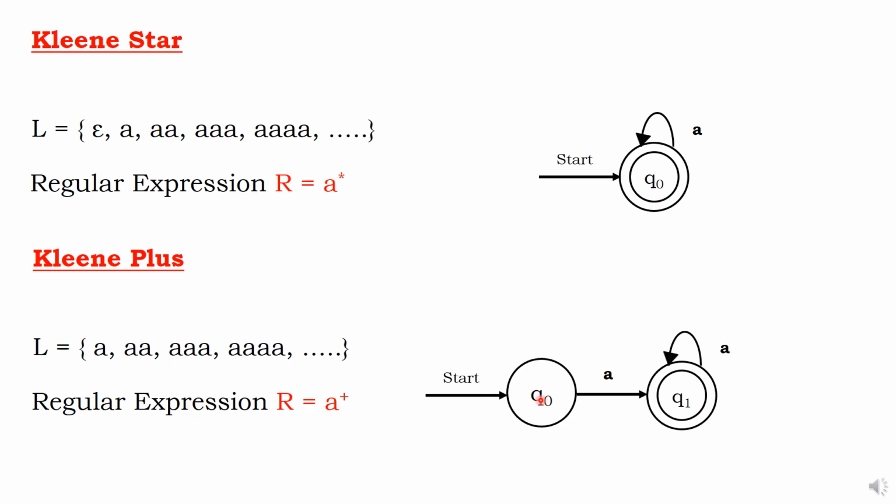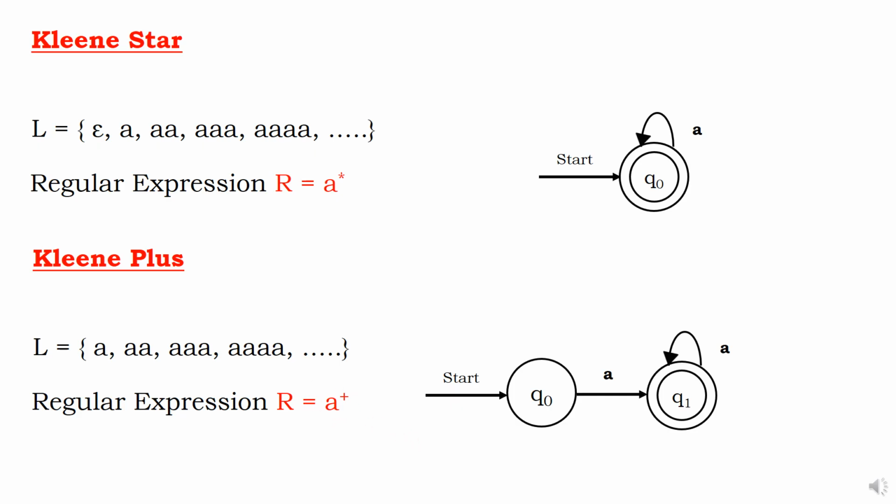See, this is the initial state. Without any input, you cannot reach a final state. At least 1A is required, called minimum 1A. This is the first A, and then second A, third A, like this it will continue. So remember, A star, A plus. Most of the time we won't follow A plus, okay.